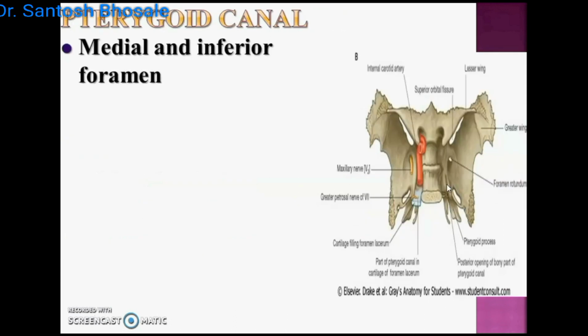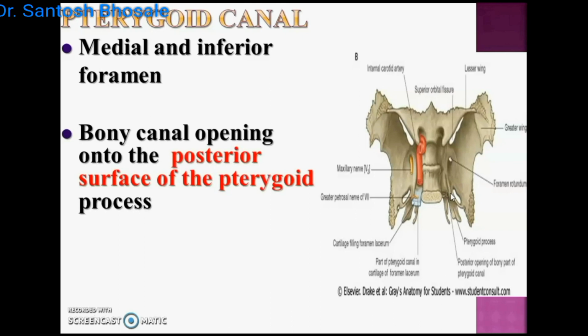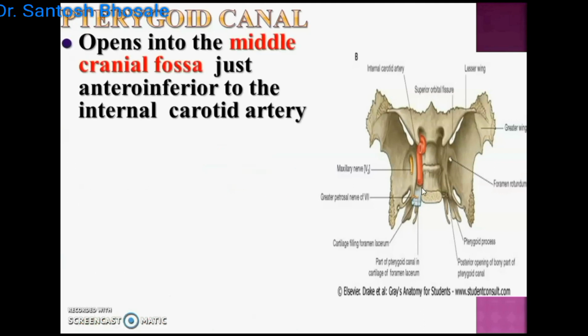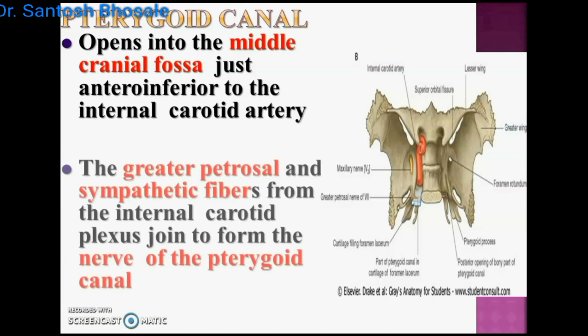Pterygoid canal, it lies in the anterior wall of foramen lacerum. Foramen lacerum is closed inferiorly by a cartilage plate. You can see the sky blue structure there, that is cartilage, and above that is the internal carotid artery. The cartilage fills the space. So foramen lacerum doesn't transmit anything vertically. That's why it's also called the lazy foramen. And this opens into the middle cranial fossa.